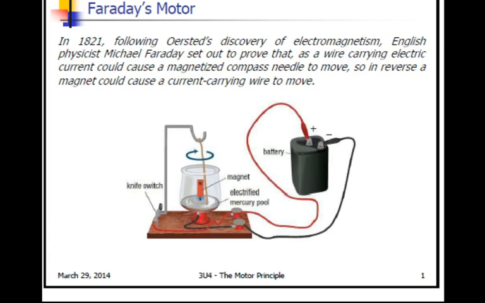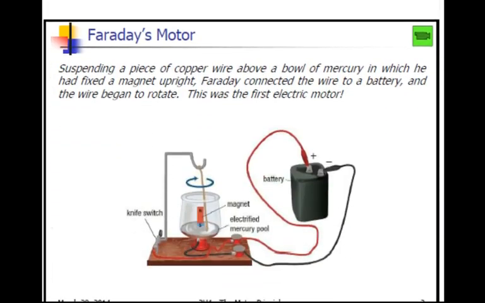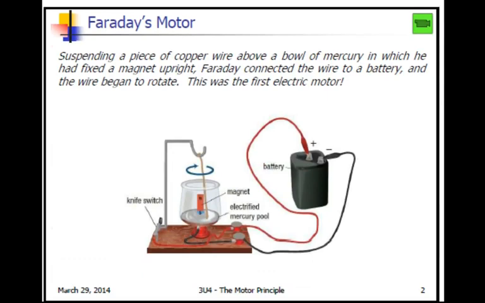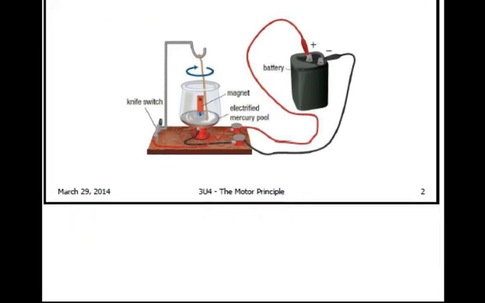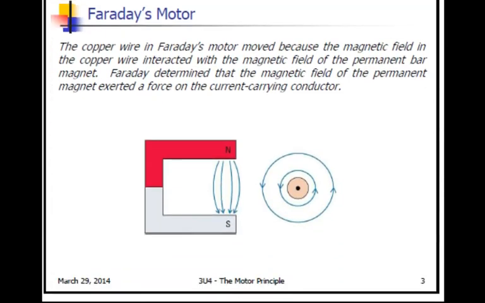But his idea was that the reverse could happen. He thought that a magnet can be used to move a current carrying conductor. So he created this little experiment here where he had a piece of wire that was able to freely move around a permanent bar magnet. When he flowed electricity through that wire, the field of that wire interacted with the field of the bar magnet, and the wire started to move. That is essentially the first electric motor.